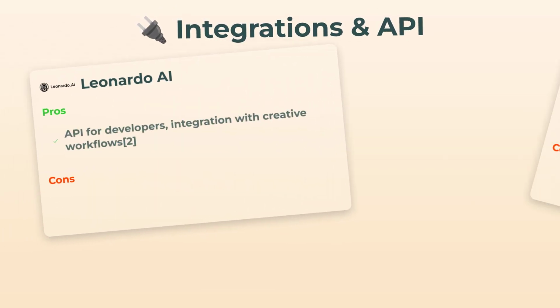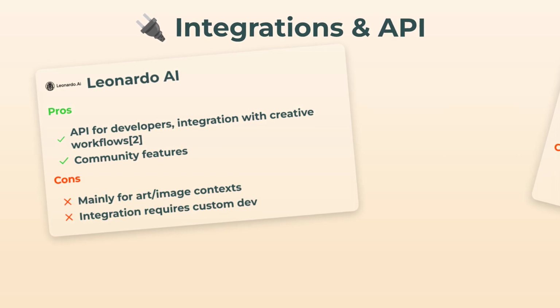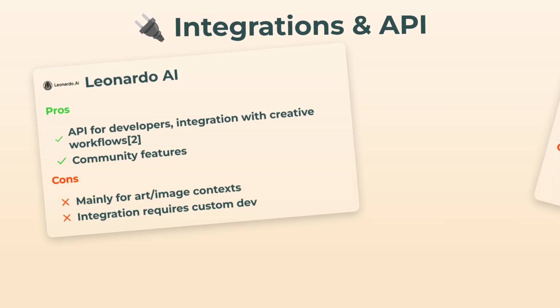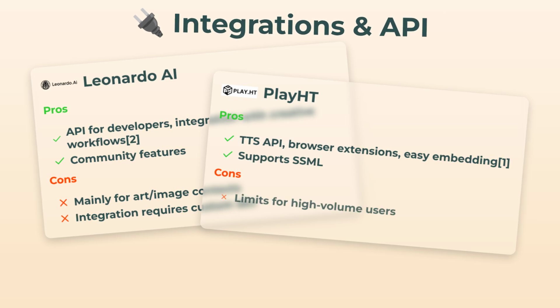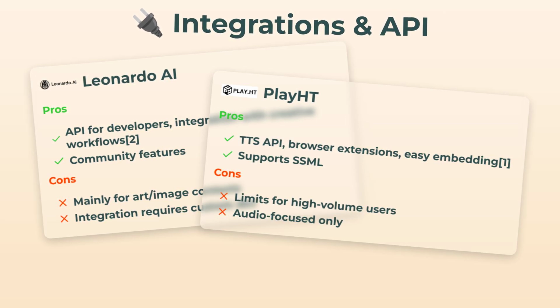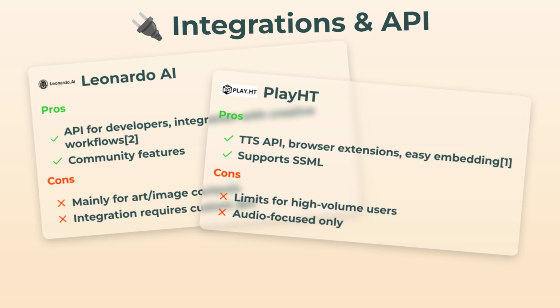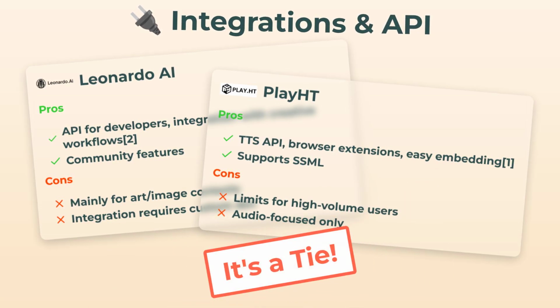Next up, integrations and API. Leonardo AI lets you hook into creative workflows using their API. So if you're building tools or want to automate designs, that's a win. It does focus more on image contexts though, so you may need custom dev just to make things work together. And it's not exactly plug and play for everything. PlayHT? Their API is all about TTS, turn any text into voice with a few lines of code. It's got browser extensions, easy embedding, and supports SSML if you want more expressive output. There are some limits if you're going high volume, but it's pretty smooth for everyday use. Both are strong here, so let's call it a tie.